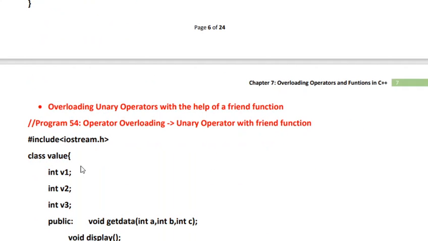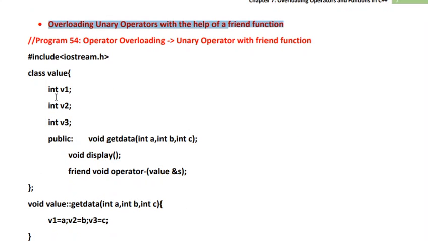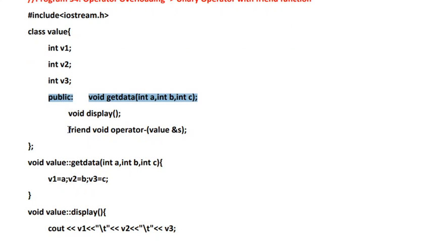Now let us consider the next example, that's overloading a unary operator with the help of a friend function. Here I have the same program. I have three data members, and a member function. The data members are private, the member functions are public. Here I have a friend function, friend void operator minus. Now we are passing one argument, that is a reference to a particular object.